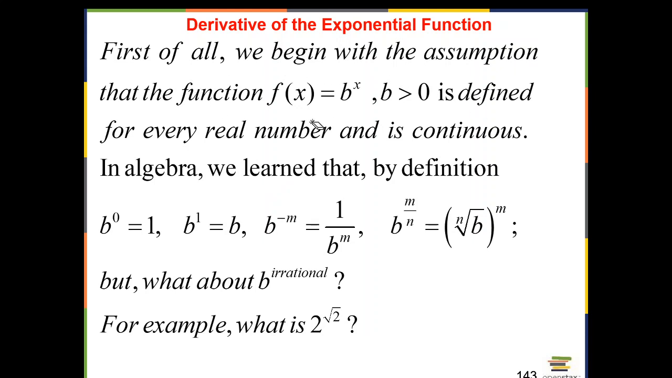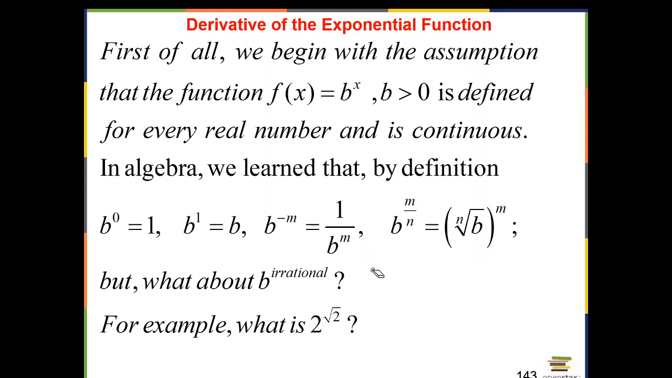We begin with the assumption that the function b to x, b greater than 0, is defined for every real number and is continuous. So in algebra, we learned that by definition, b to 0 is 1, b to 1 is b, b to negative m is 1 over b to m, b to m over n is the nth root of b to the mth, right?